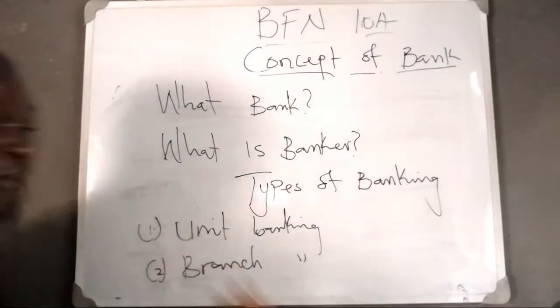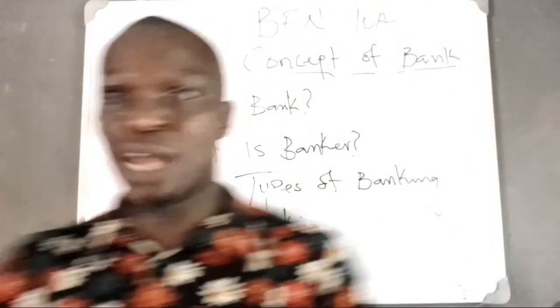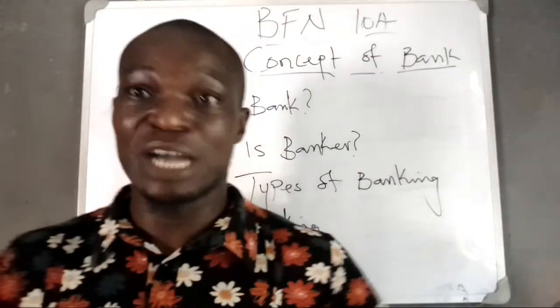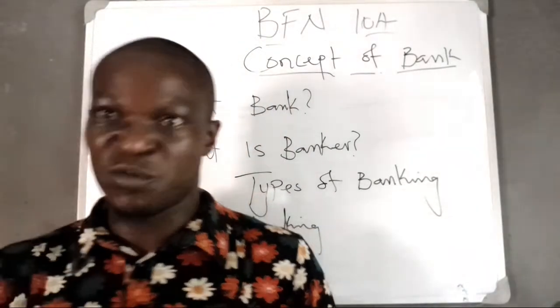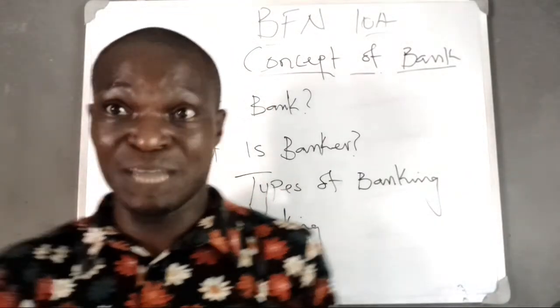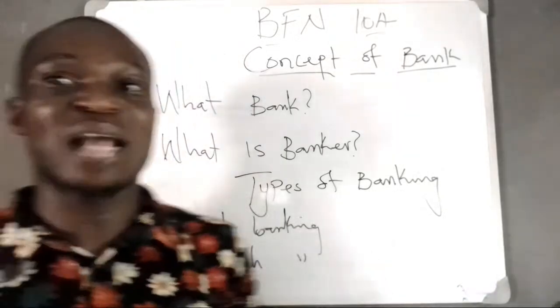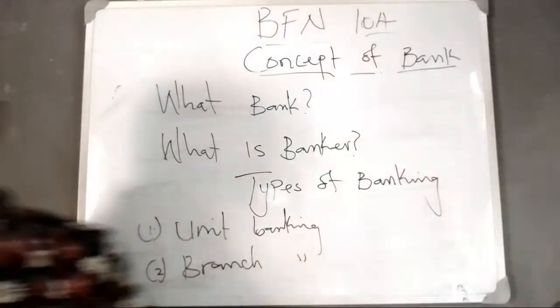But a bank that has a network, like First Bank, you have a First Bank in Abuja, in Lokoja, in Lagos, in Port Harcourt. At the same time, they bear the same name and answer the same name, and they are the same First Bank. So we say this type of bank is a branch bank.